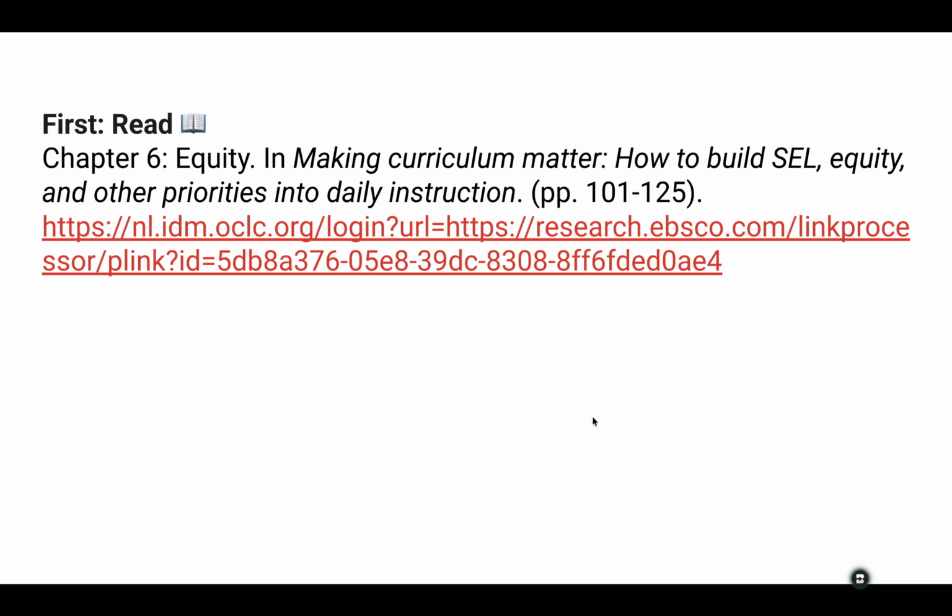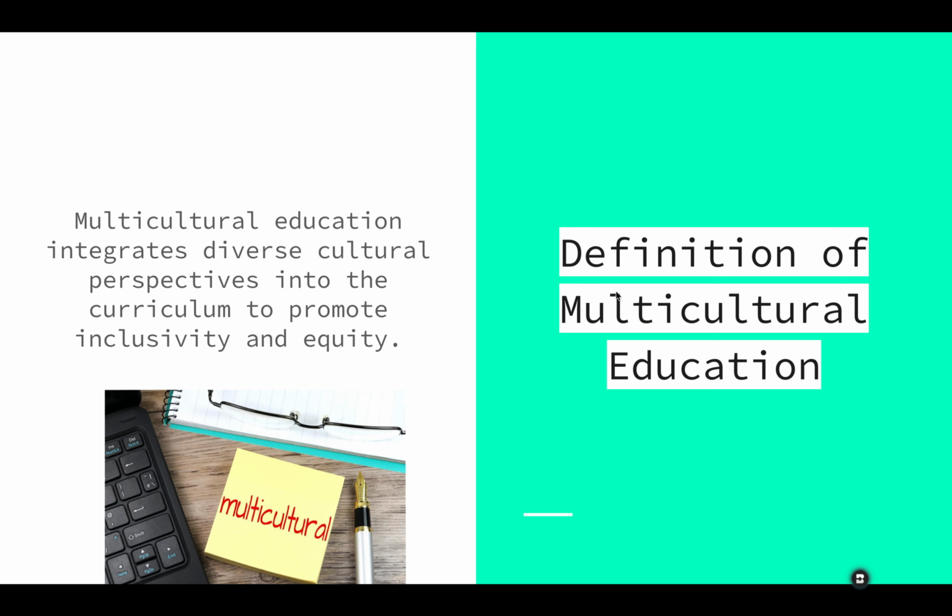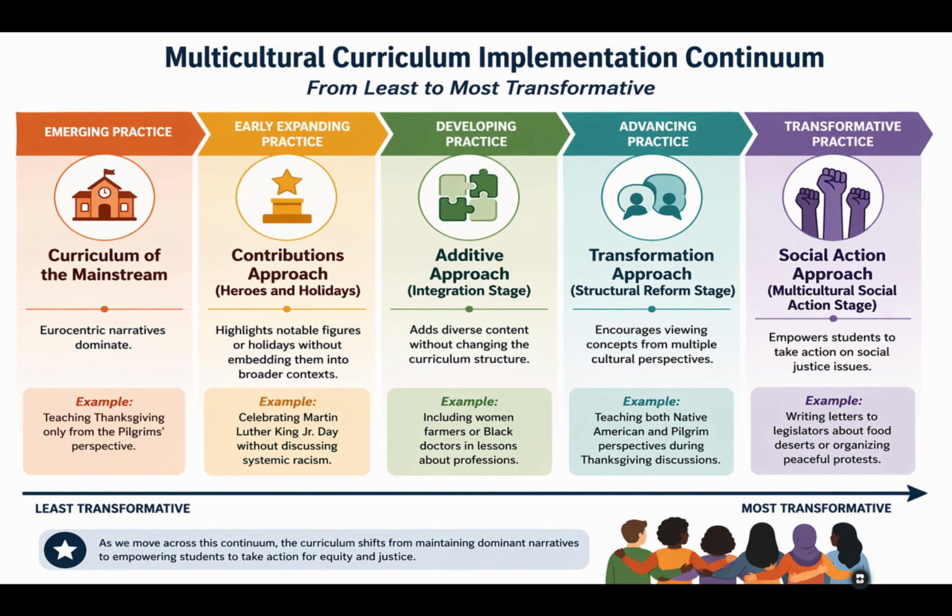So in your reading, you have this chapter on equity in Making Curriculum Better, How to Build SEL Equity and Other Priorities in Daily Instruction. And when you're reading, you can reflect on what parts of this visual are visible in the article. So just thinking about culturally responsive curriculum and environments, right? Why they matter, how they work, and how to adapt and analyze a culture to create a culturally responsive curriculum and environment. And then the definition of multicultural education. So multicultural education integrates diverse cultural perspectives in the curriculum to promote inclusivity and equity.